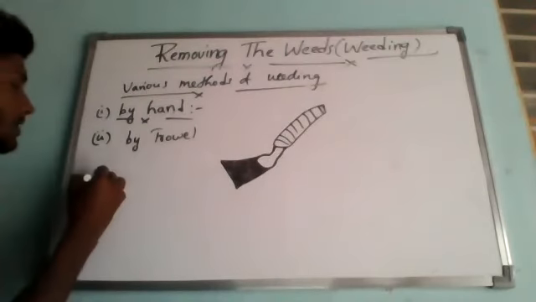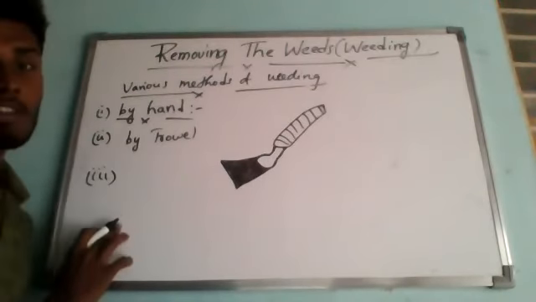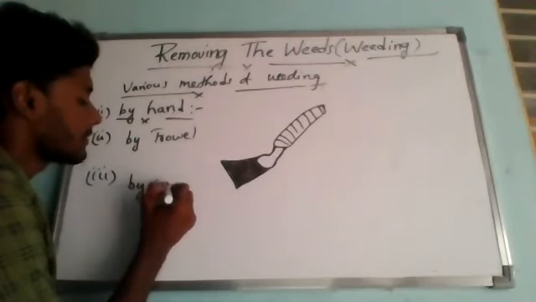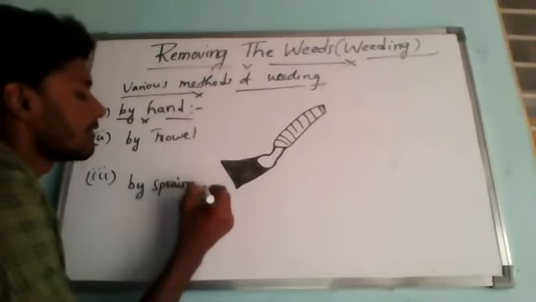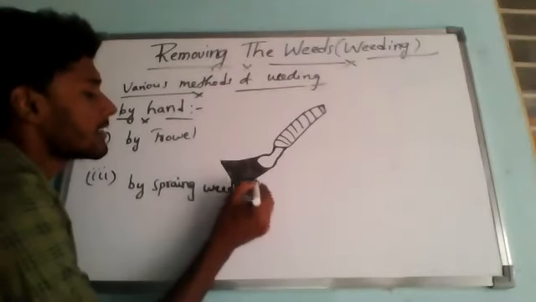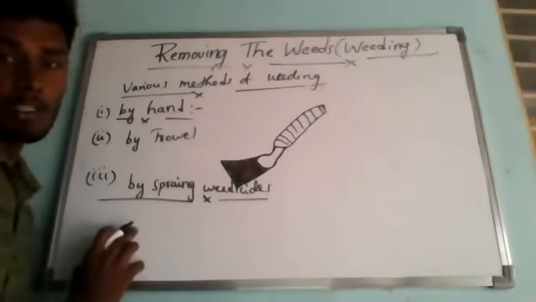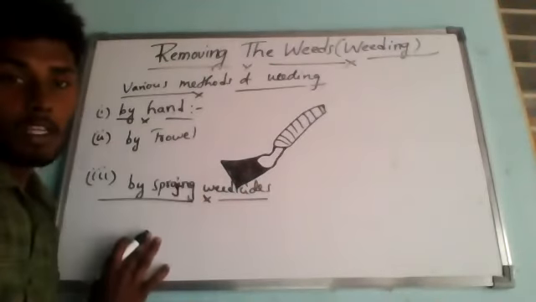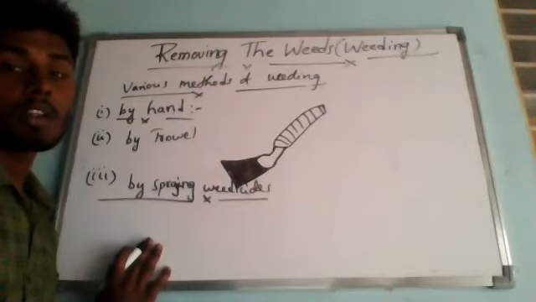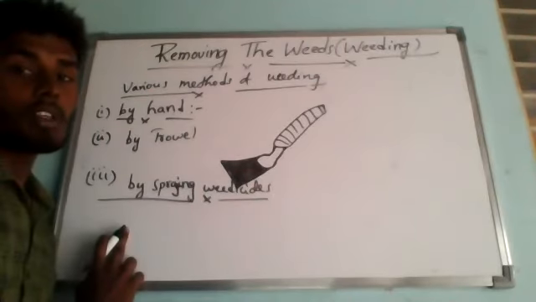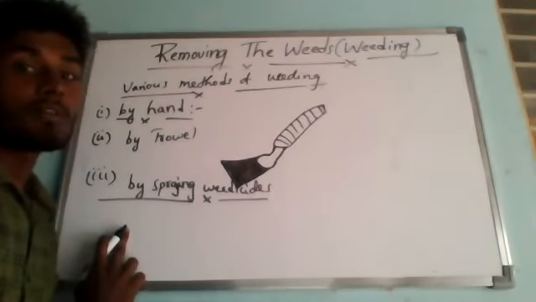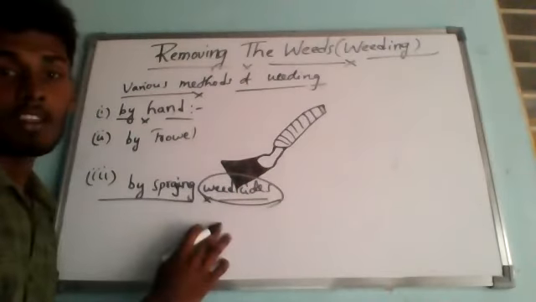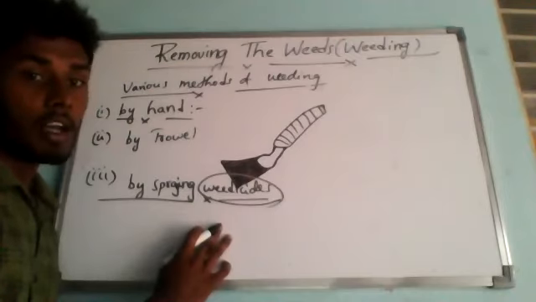The next method is by spraying weedicides. Weeds are destroyed by spraying special chemicals called weedicides. We know that the poisonous chemicals which are used to kill weeds, unwanted plants in the fields, are called weedicides. Some of the common weedicides are 2,4-D.